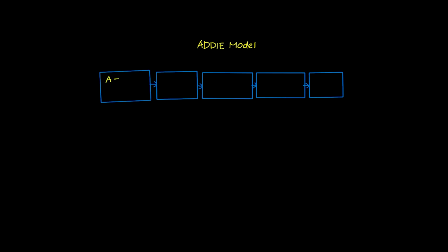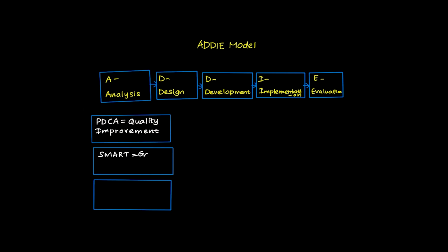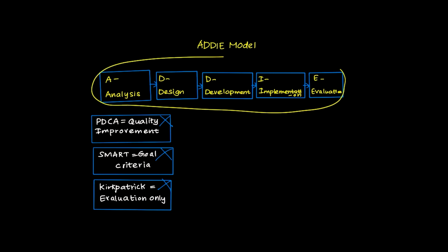The ADDIE model is the 5-phase framework for developing training programs: analysis, design, development, implementation, evaluation. It's the systematic instructional design approach. PDCA, plan, do, check, act, is for continuous improvement in quality management. Different purpose. SMART is for goal-setting criteria, not training development. Kirkpatrick is for evaluating training after it's done, not designing it. When someone asks about developing effective training programs systematically, ADDIE is the framework.